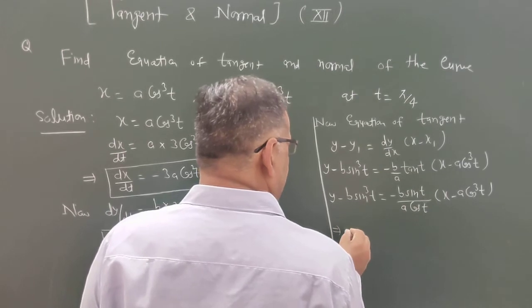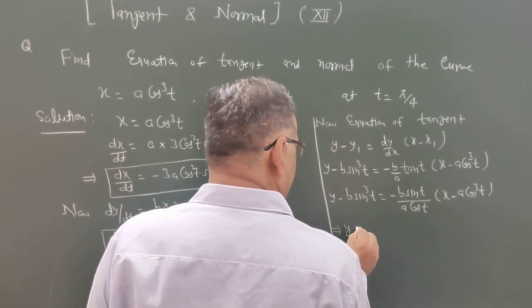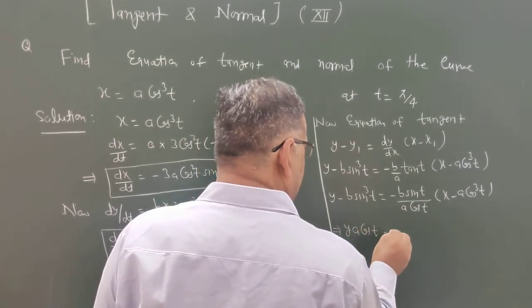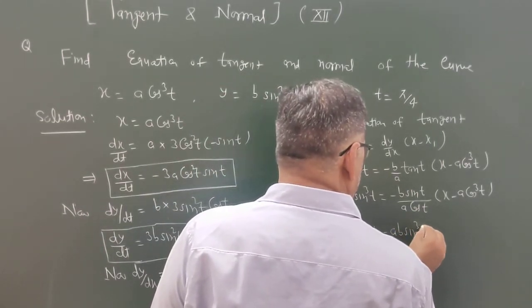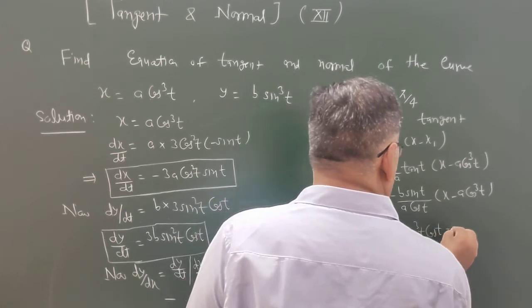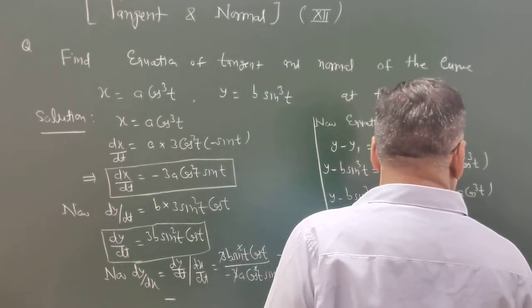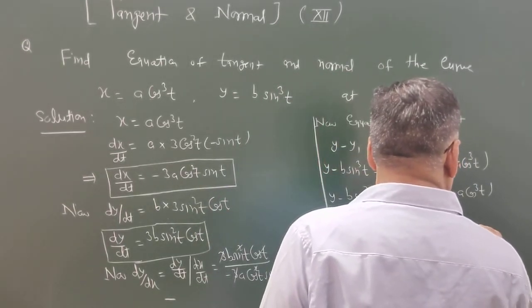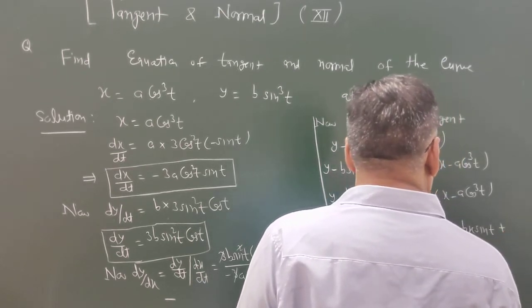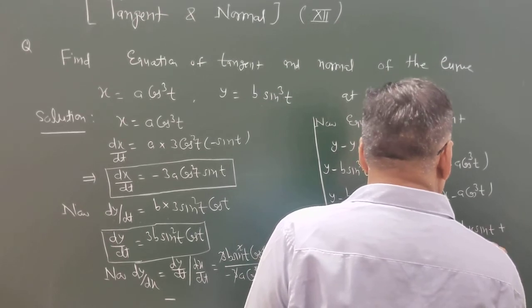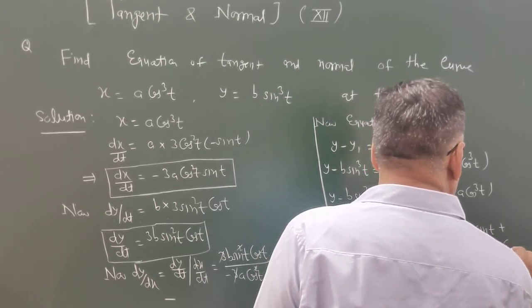Take cross multiply. So this becomes y a cos t minus ab sin cube t cos t equal to minus bx sin t plus ab sin t cos t.